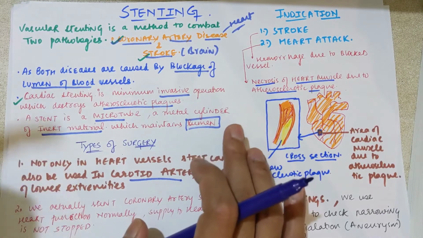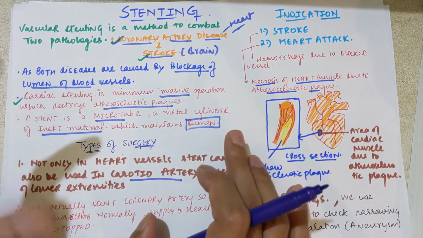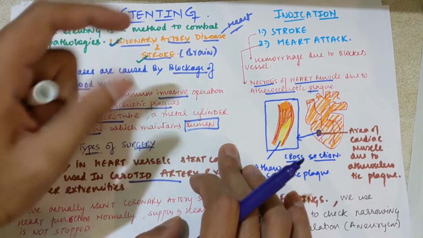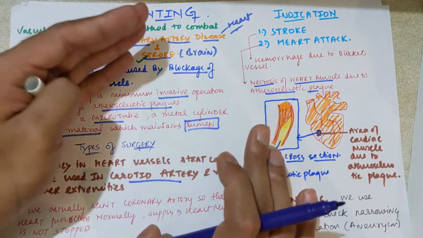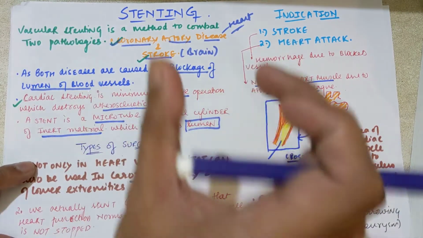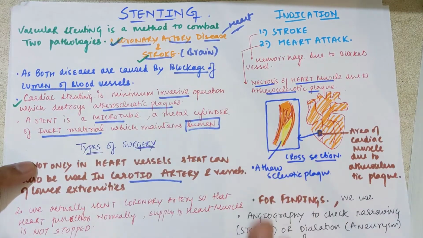Okay, so vascular stenting is a method to combat, or a surgical treatment for, coronary artery disease and stroke. These are the two conditions. Stroke is related to a brain disorder and coronary artery disease is related to a disorder of the heart. In both, the blood vessels are blocked, and for that we use a stent as a surgical treatment.